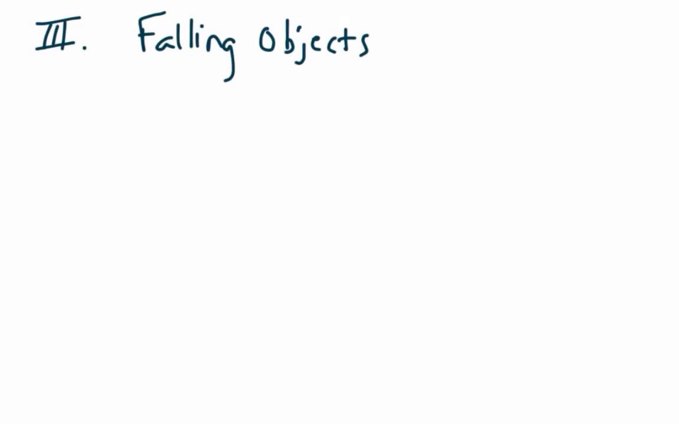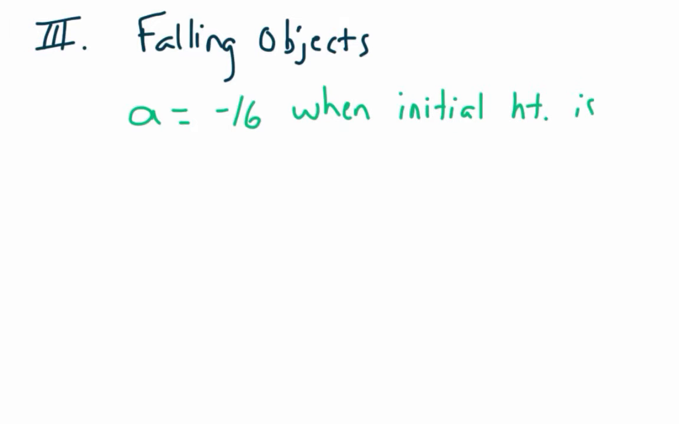Right. Then we'll do the very last thing, Roman numeral 3. And we'll say falling objects. I got a little bit ahead of myself in Roman numeral 2. I'm going to say A equals negative 16 when the initial height is in feet.